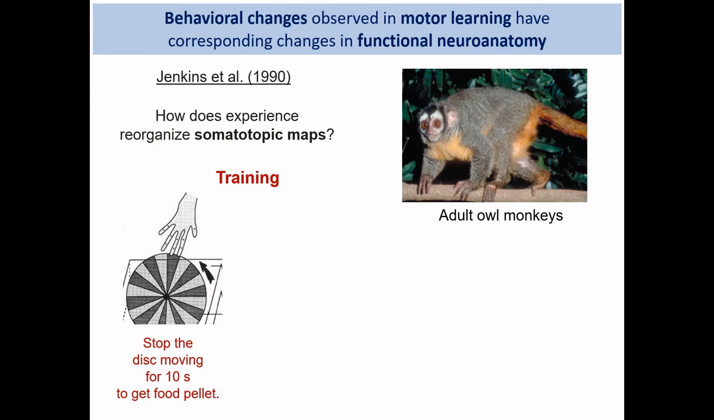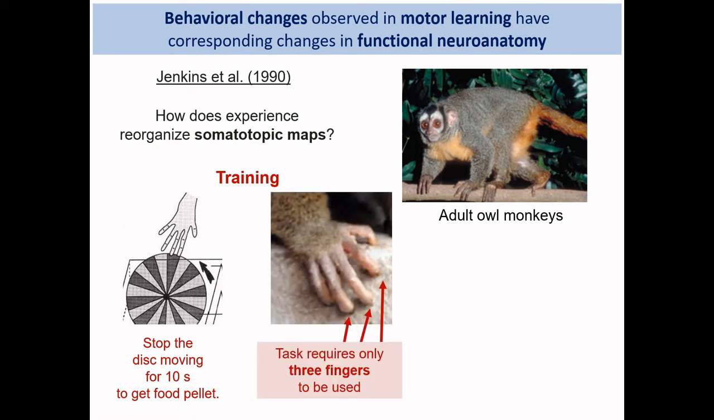The adult owl monkeys were trained to reach through an opening in their cage to touch and hold the edge of a spinning disc. If the monkeys effectively stopped the disc from moving for 10 seconds or more, then a food pellet was released into the cage. The important detail of this training is that the disc was arranged so that only the middle 3 out of the monkey's 5 fingers could reach the disc. The monkeys were trained for approximately 10 days, and on each day they managed to stop the disc and get the food pellet on average about 600 times.